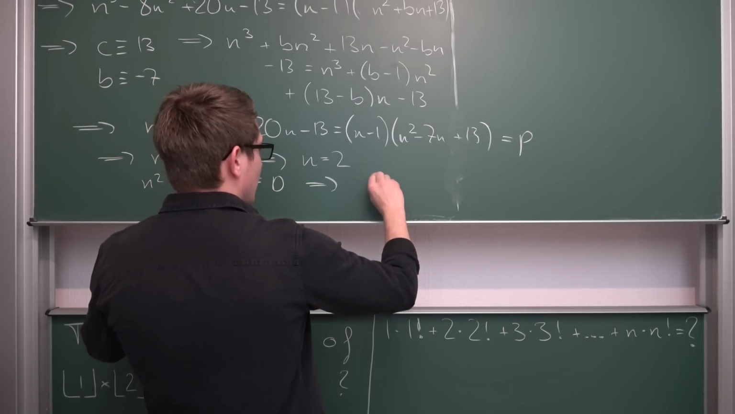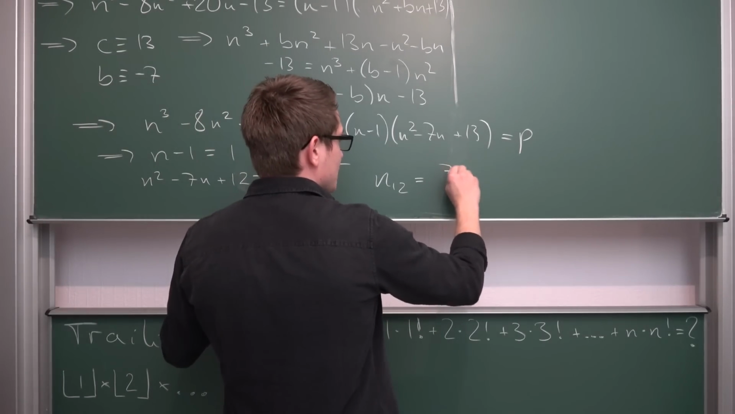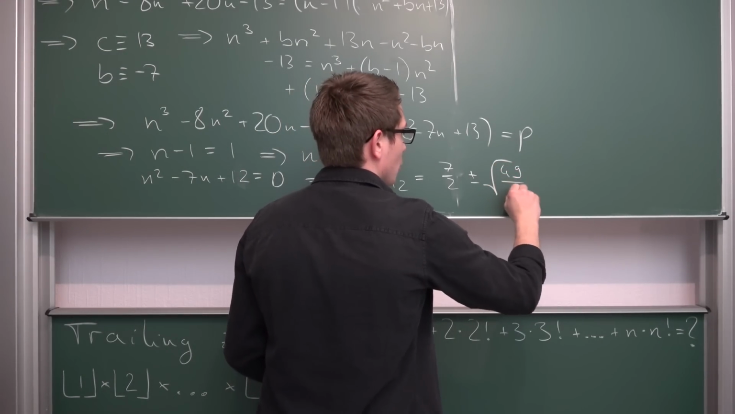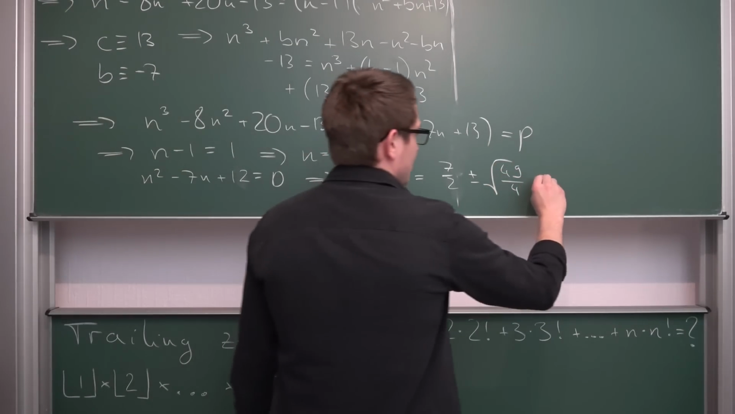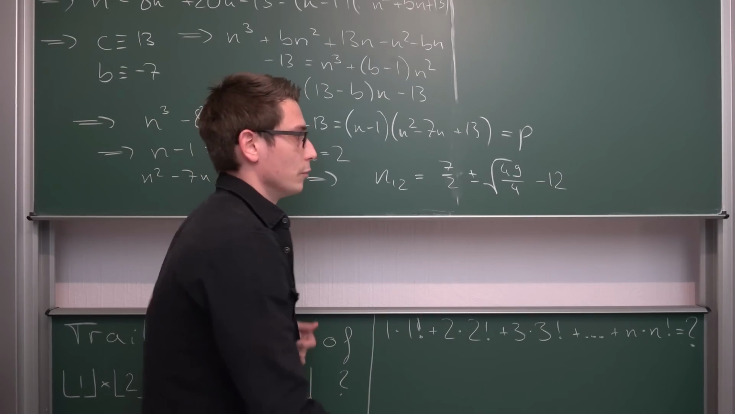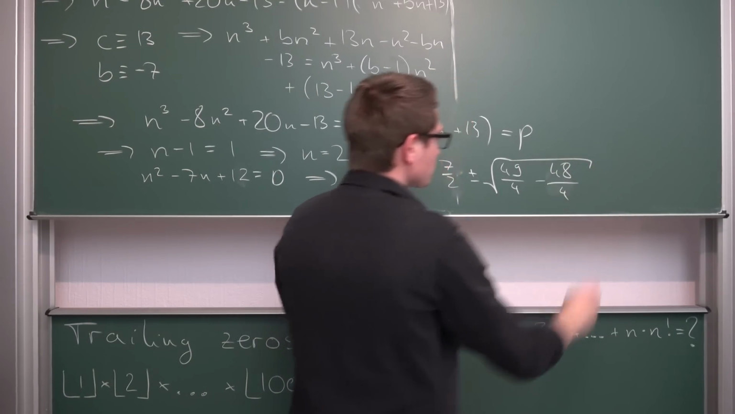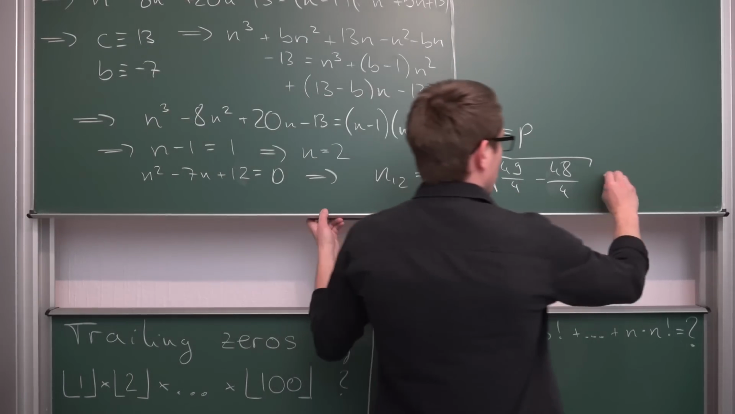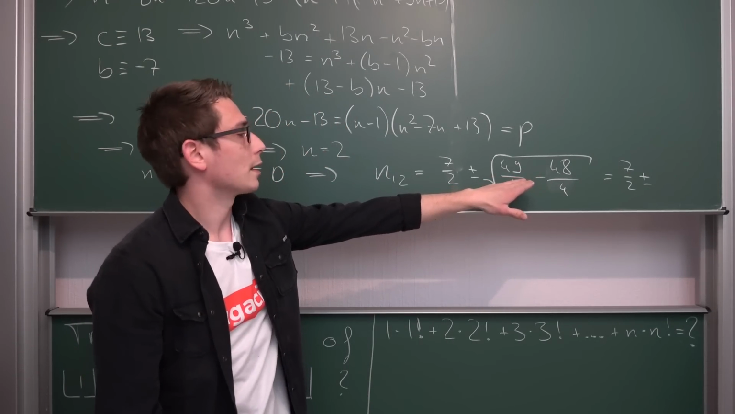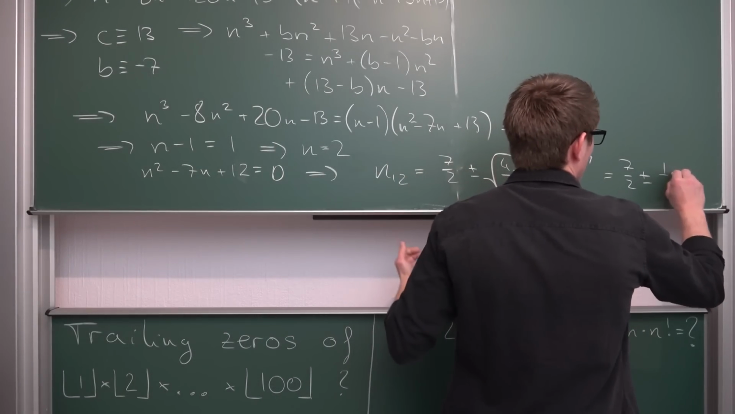Leaving us overall with, okay, our solutions n1 and n2 are going to be equal to, okay, we are going to get 7 over 2 plus minus the square root of, okay, we get 49 over 4, and then we are going to get negative 12. Now we are just going to expand our negative 12 by 4 over 4, obviously, giving us 48 over 4. Okay, if we were to subtract this, we are going to get out that this is 7 over 2 plus minus, and inside our square root we are going to get 1 over 4. Taking the square root of that is going to give us 1/2.